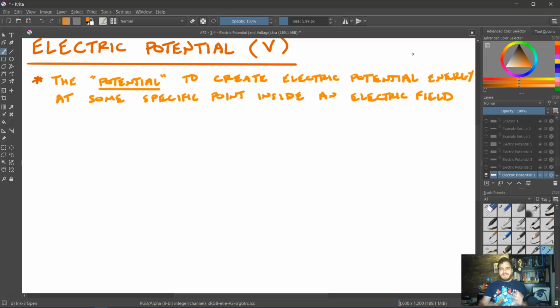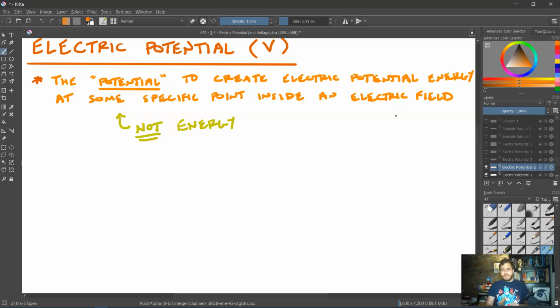And this is really the potential to create electric potential energy at some specific point inside an electric field. So think about an electric field for a second. When you have an electric field, what that is telling you is at every point in space, the potential to create electric forces if you were to place an electric charge there. It's the same concept here: I instead have the potential to create electric potential energy if I place some charge inside the field. Now, something I want to be real clear on, potential is not potential energy. It is potential. Those are two separate concepts.